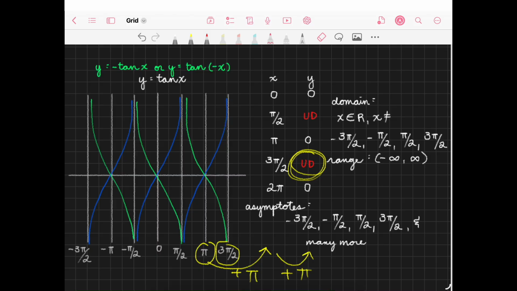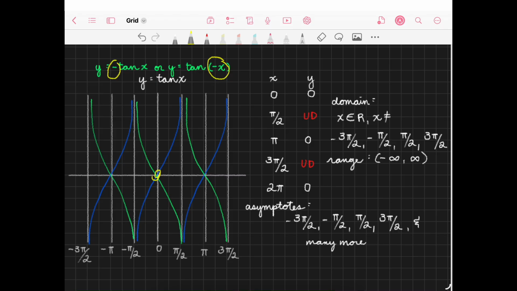So there's actually a pattern for this. While for the green graph, we can see that y is equal to -tan x, or y is equal to tan -x, would give you the same graph of y equals tan x, but opposite. So for instance, let's start from 0. If you want to go from 0 to pi over 2, then we would move down. We would infinitely move down. And the same goes for from pi to 3 pi over 2.